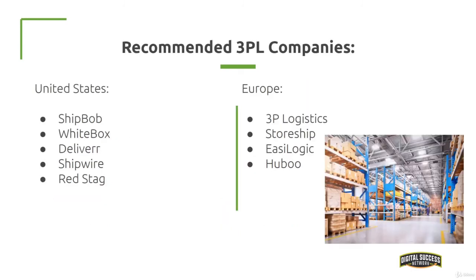Okay, I have a couple recommended 3PL companies for the United States. You have ShipBob, Whitebox, Deliver, and that's Deliver with 2 R's, Shipwire, Red Stag, and there's a whole pile of others, so you could Google it. Any others that your friends might recommend. These are a couple others that we've either dealt with or heard good reviews about. And in Europe, you have 3P Logistics, StoreShip, Easy Logic, and Habu. I think that's how it's pronounced, or something like that. Habu.